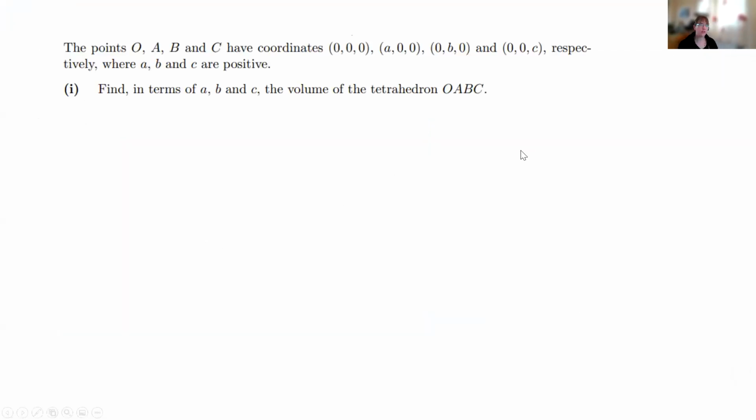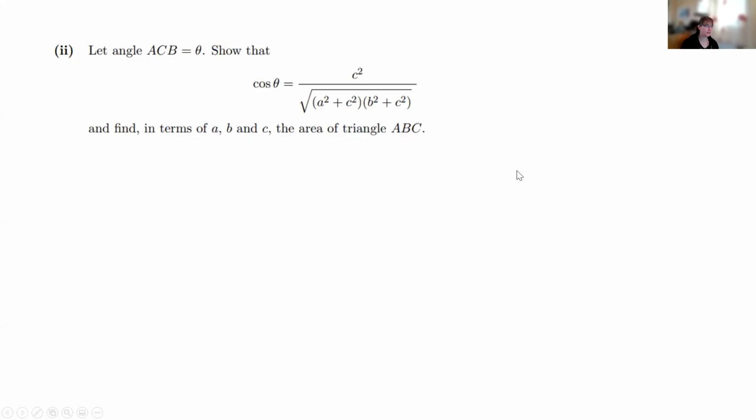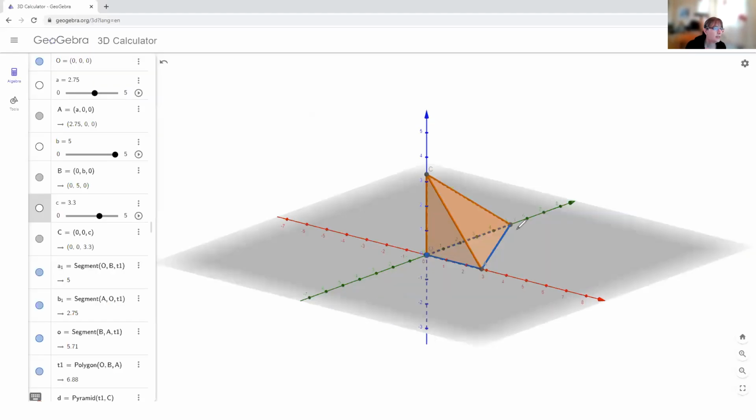Okay, so we've done the first part. Let's think about the second part. And this says, let angle ACB equal theta. So we're considering the triangle ABC. And if we go back to the GeoGebra file, then this is this triangle here, this wonky non-right angle triangle. So that's the one that we want to consider.